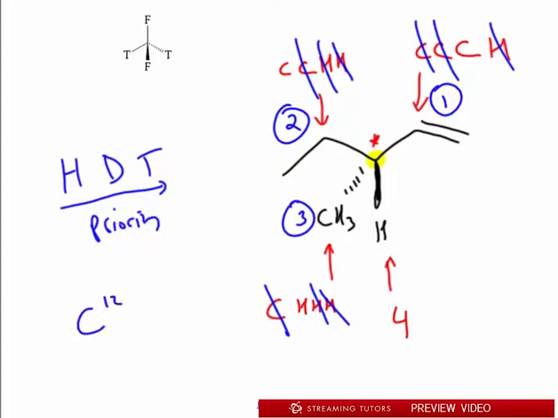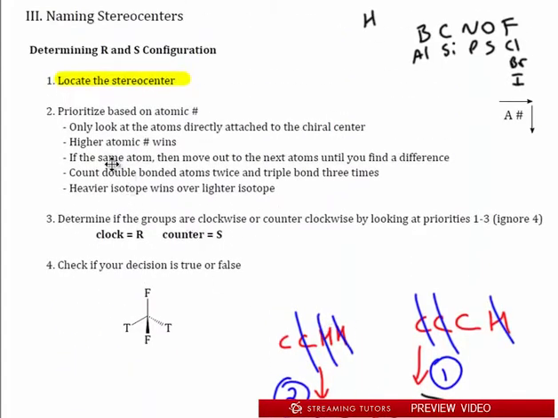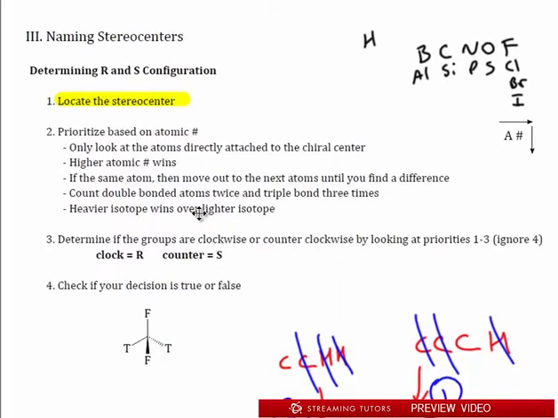Carbon 12 and carbon 13. That's also with 13 winning over 12. And you'll see others like oxygen 16, oxygen 18 wins. So when you're having different isotopes of the same atom, the heavier atom wins. The one that has a bigger number wins. Okay, so that's it for that part.